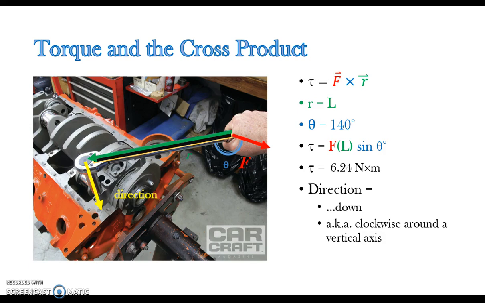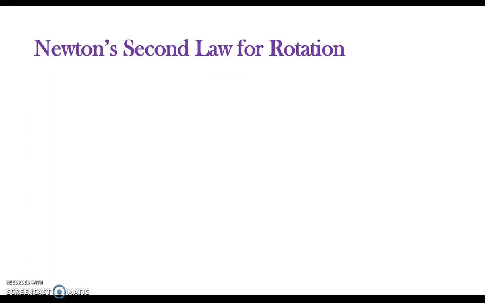What good does 6.24 newton meters of torque do us? I don't know. We're not done yet. We actually haven't gotten it moving. We've just said what we intend to do. Now, here's where we apply Newton's second law for rotation. Newton's second law last semester said net force equals mass times acceleration. That is, to get something moving, you need a force. If you don't have a net force, it's going to sit there doing nothing, or sit there moving in the same direction and speed that it was already moving.